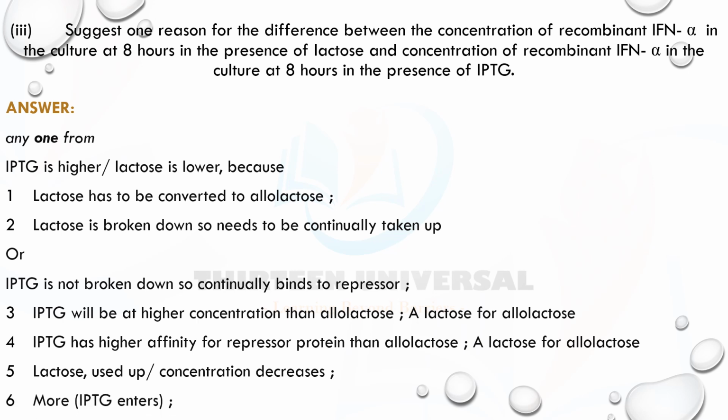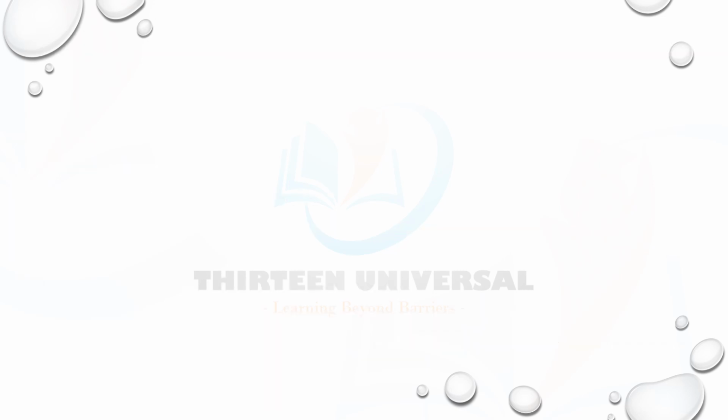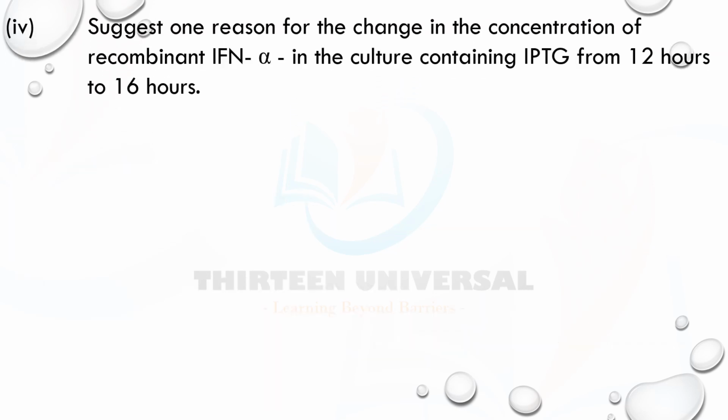Okay, so let's go to the next question. So more IPTG enters. That's it, guys. Now, just give one reason for the change in the concentration of recombinant IFN alpha in the culture containing IPTG from 12 hours to 16 hours. Now pause this video, go back to that graph and give a valid reason. There are many reasons. Why does it decrease? IPTG is not broken down, so why does IFN alpha decrease?